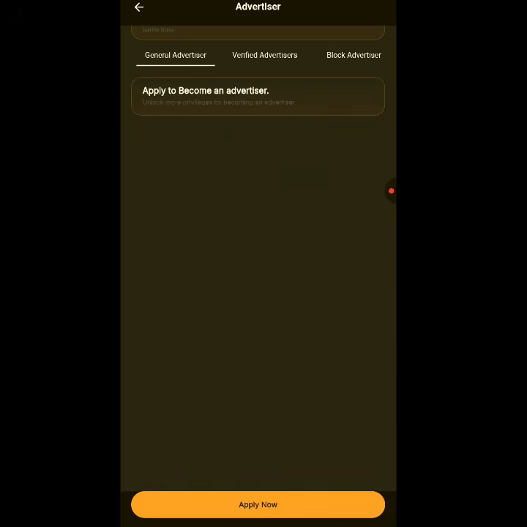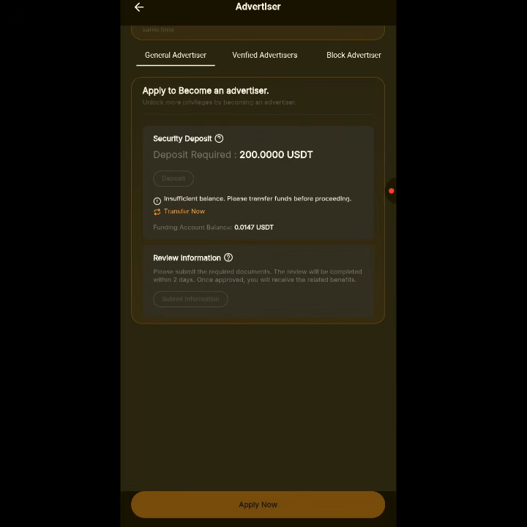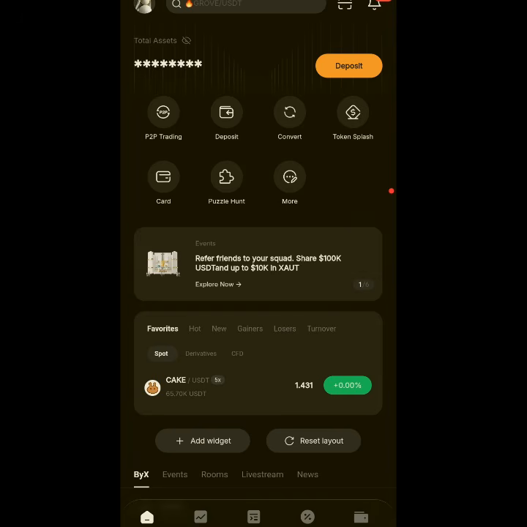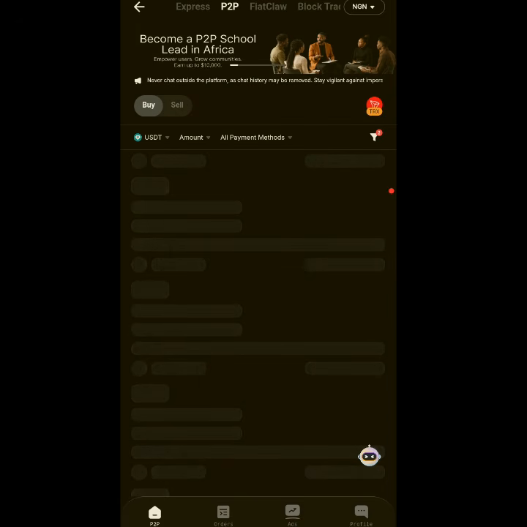There are three levels of being a merchant. The first one is the general advertiser, an advertiser without any badge. There are lots of advertisers you can see on Bybit that don't have any badge. I'm going to show you one of them. If you come to the P2P area, you can see people who are buying and selling, but they don't have any badge.